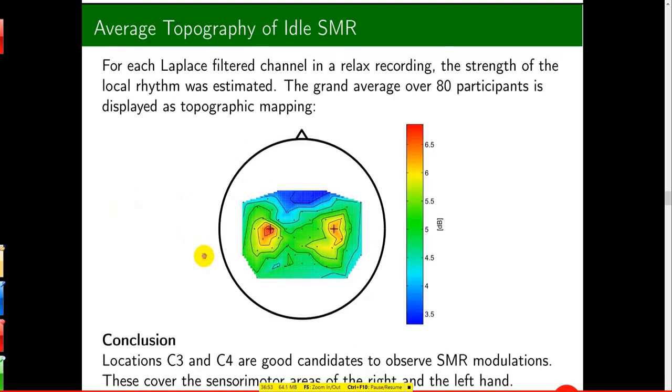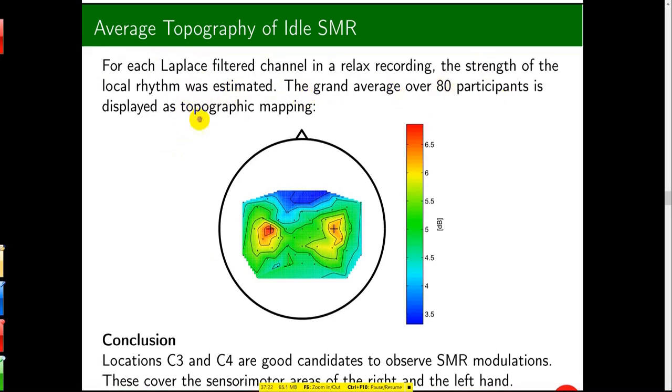So, let's see. Again, it shows the topography, the strengths of the local rhythm. What happened here is the average topography. For each Laplace filtered channel in a relaxed recording, the strength of the local rhythm was estimated.